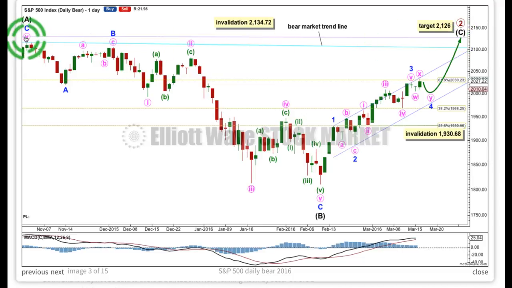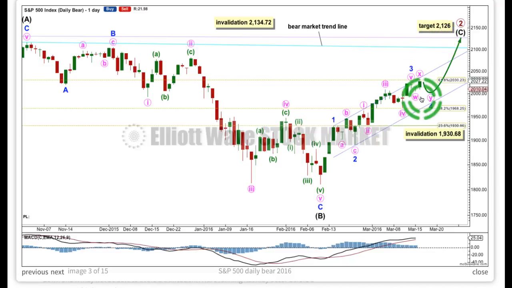and that target will see intermediate C move at least a little beyond the end of intermediate wave A, which had its end at 2116, and it would see primary 2 not invalidated. It would end below the invalidation point. It would probably find resistance at this lilac trend line.